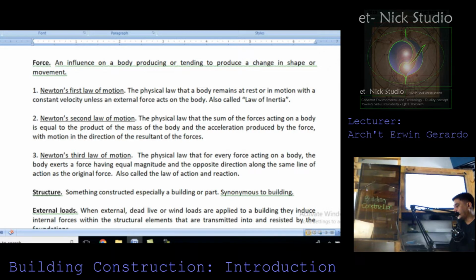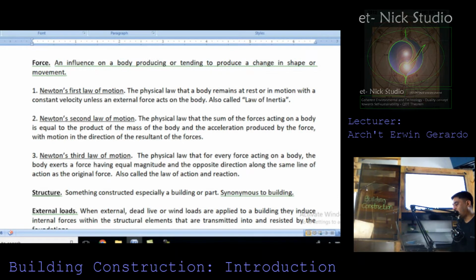Newton's second law of motion is the physical law that the sum of the forces acting on a body is equal to the product of the mass of the body and the acceleration produced by the force, with motion in the direction of the resultant of the forces.